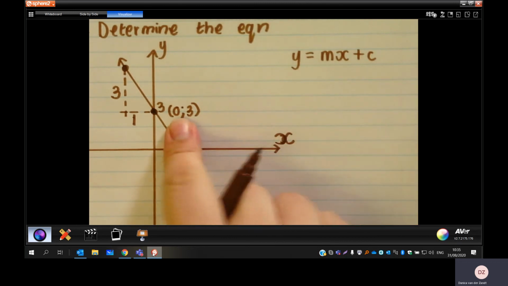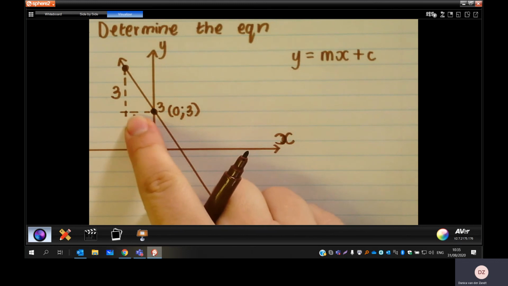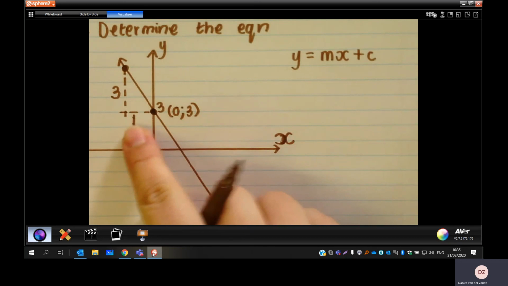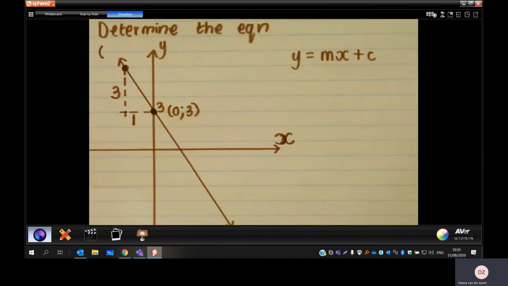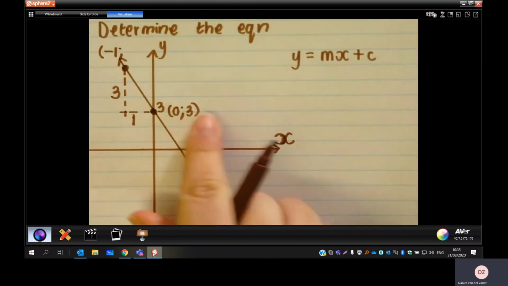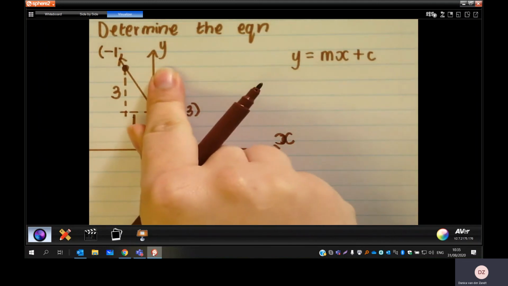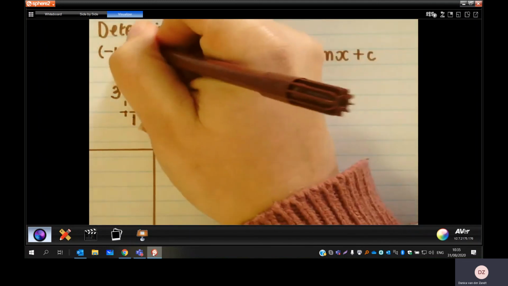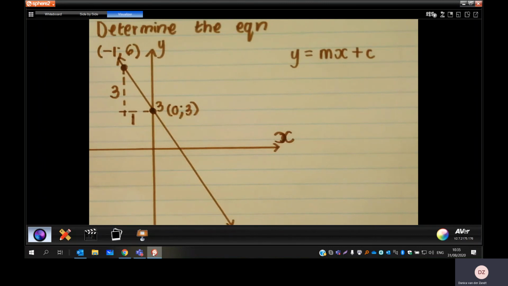So if I'm going from 0 and I'm going to the left by 1 unit, is that going to change my x value or my y value? My x value. And if I'm going to the left by 1 unit, what is the new x coordinate? -1. Fantastic. And then I start at 3 for y, and I'm going up by another 3. So what is the new y value? It's 6. And now I have 2 coordinates, which means I can calculate my gradient.